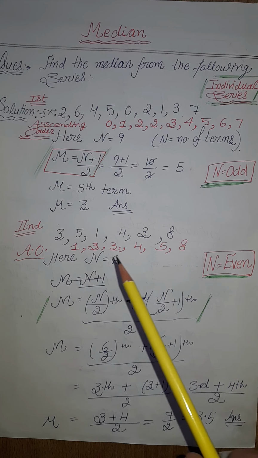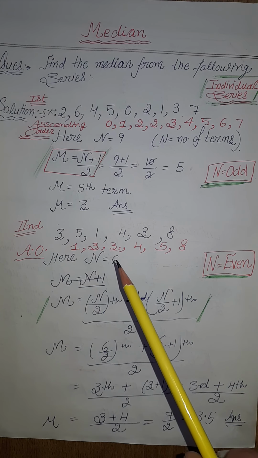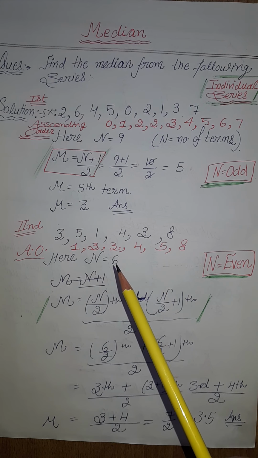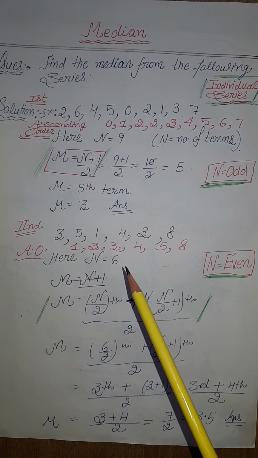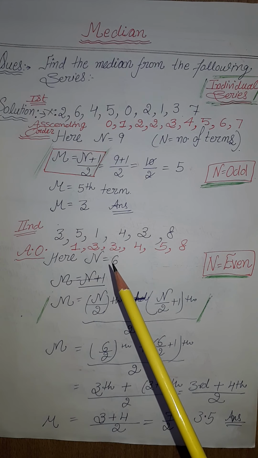Now, if we take any other series, like above, we write all the terms in ascending order and we count these terms. So we get 6 terms overall. 6 is an even number. An even number is that number which is divisible by 2.